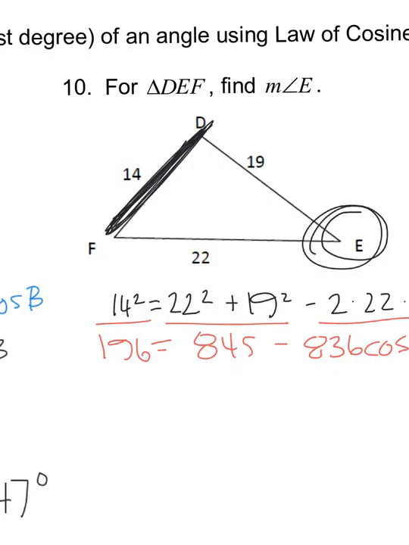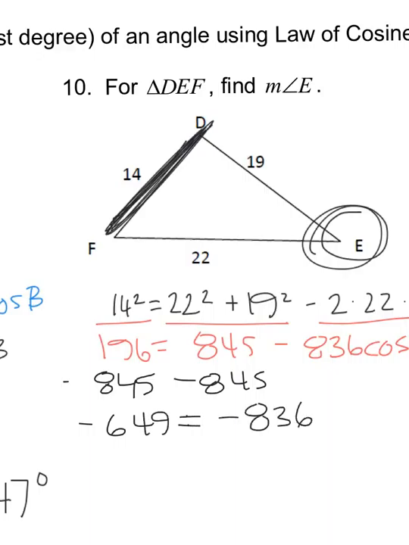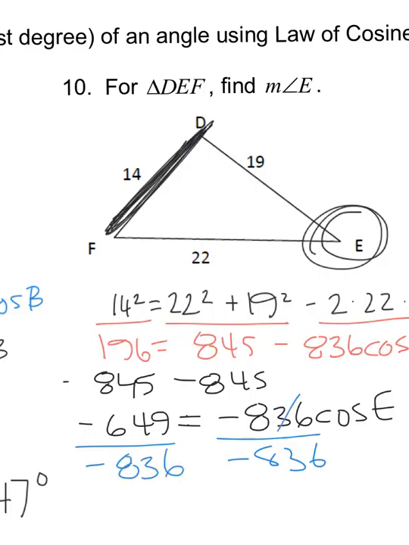So then I can't combine these two right here, so I have to subtract 845 from each side. So I get negative 649 equals negative 836 cosine E. Now I divide both sides by negative 836. Because I'm trying to find the angle, I do cosine inverse. So I do cosine inverse of these, put it in my calculator, and I get about 39 degrees.